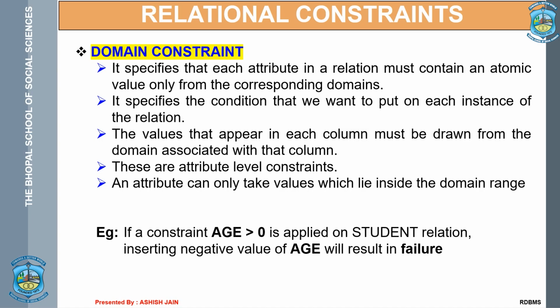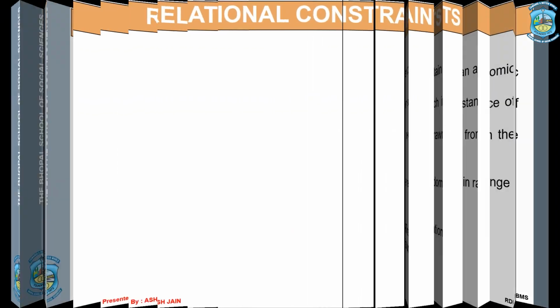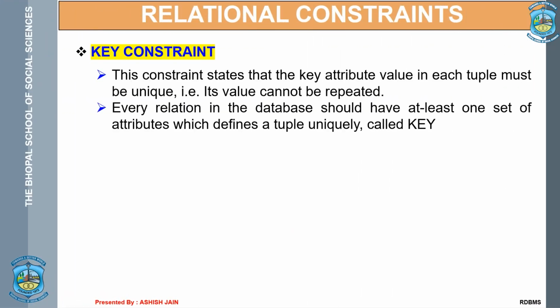Also, the values that appear in each column must be drawn from a domain associated with that column. If you have a column, say age, that means all values allowed in this column should be of integer type. That means it should be a numerical value. This is known as an attribute level constraint because it is applicable to the whole column. For example, if we have a constraint that age is more than 0, and if we try to enter any negative value of age, it is a violation of the constraint. It won't allow it.